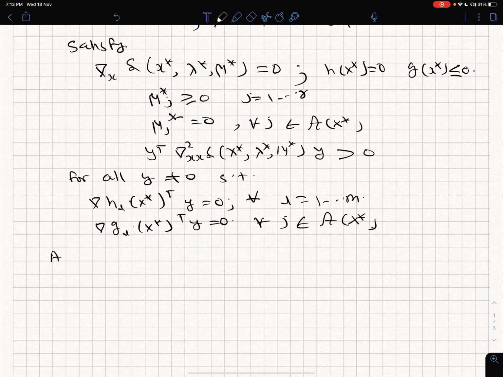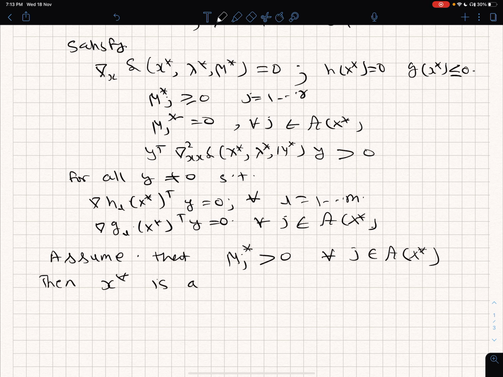and further assuming that the Lagrangian multipliers of the active inequality constraints are strictly greater than 0 for all j's coming from the set of active constraints, then x star is a strict local minimum of f subject to the constraints; I mean, it is actually a strict local minimum of problem ICP. We have already defined the problem ICP.